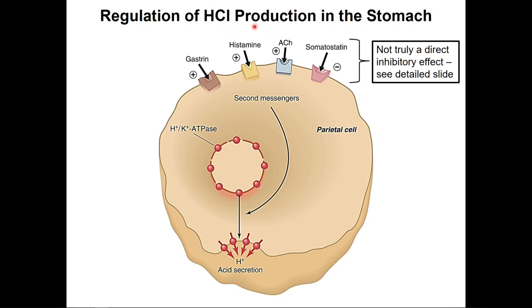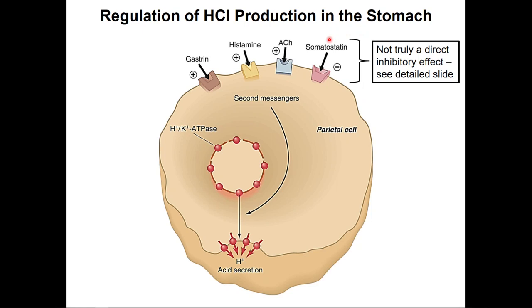Whereas gastrin and histamine are much more responsive to the local environment. So is there food in the stomach? And that food in the stomach will trigger histamine and gastrin to be released to trigger acid secretion. So gastrin and histamine are much more local. The acetylcholine is much more central.